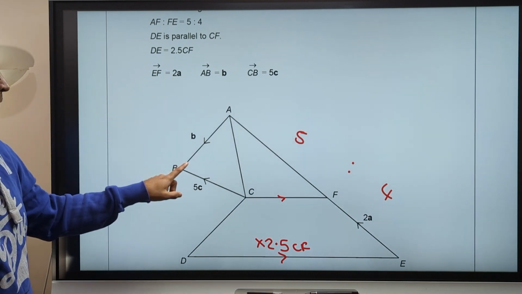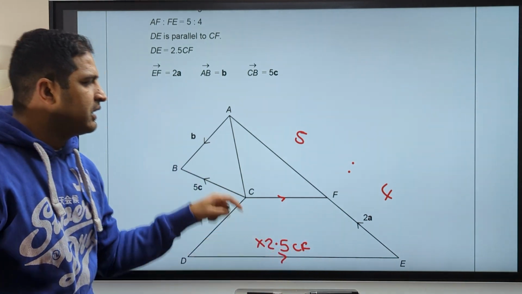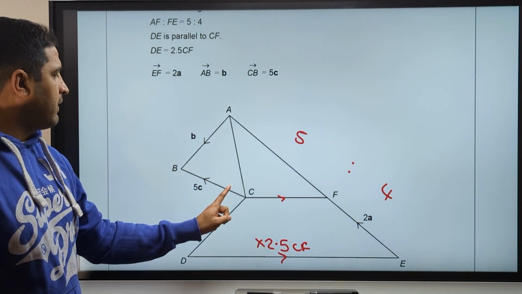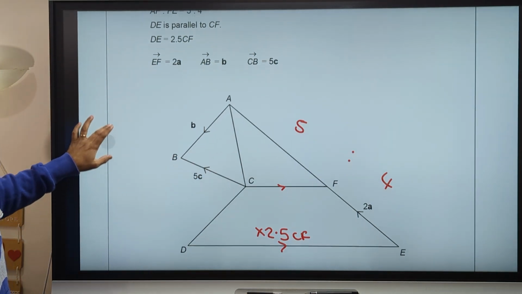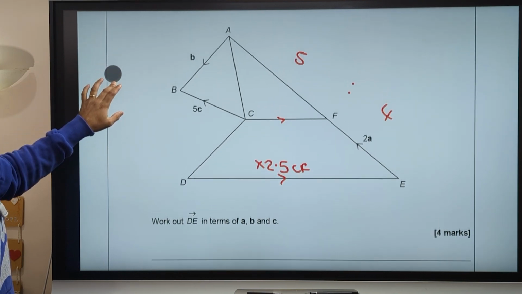EF is 2A. This way is 2A, so that way would be negative 2A. AB is B, and CB is 5C, so CB is 5C here. Okay, so we've got everything sorted. Work out DE in terms of A, B, and C.